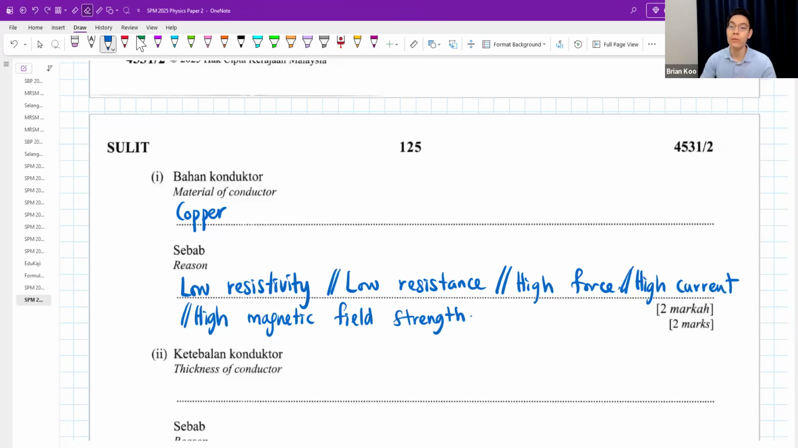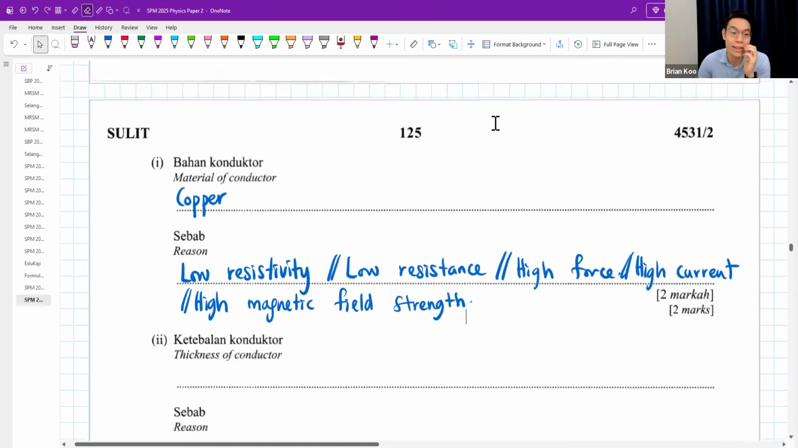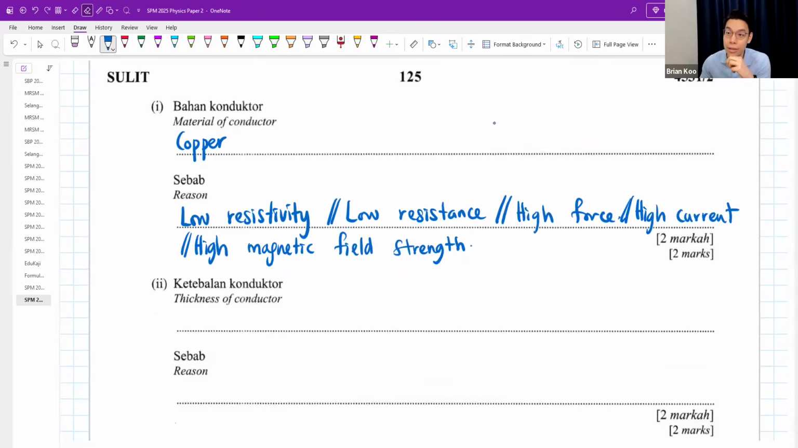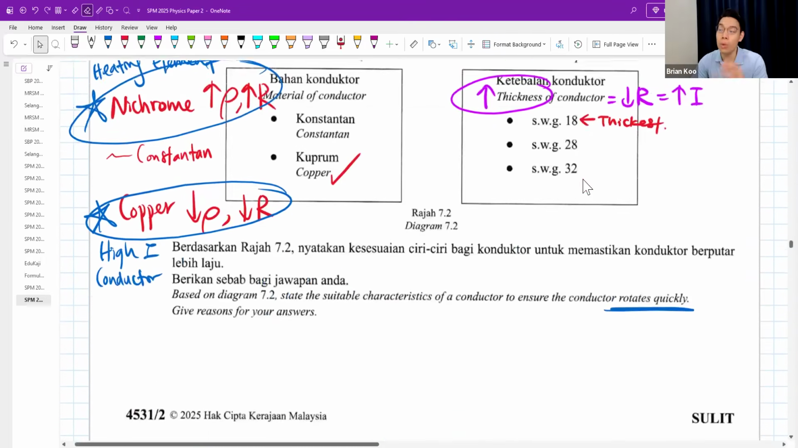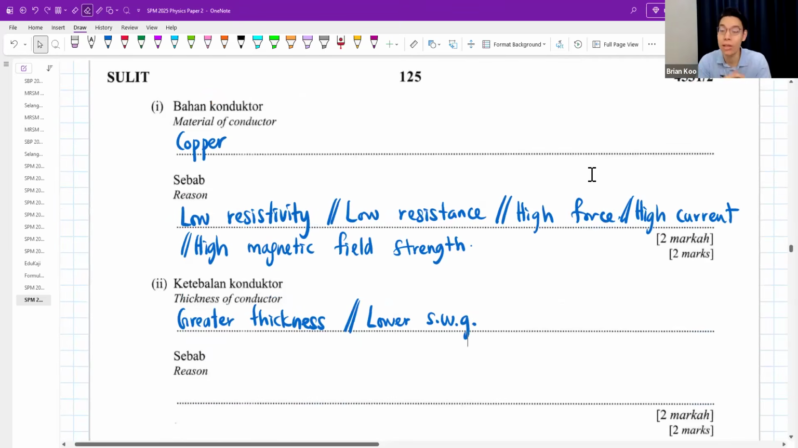Okay, thickness of conductor. Normally we don't put the number. So you can just say I want a greater thickness, or higher thickness. But if you want to write the standard wire gauge, the SWG, then you can write I want a lower SWG. We don't have to say the number. A lower SWG means that it is a greater thickness. Why, teacher, why do they reverse the number? This one is just how they fix it. The standard wire gauge is reversed. The thicker the wire, the lower the value.